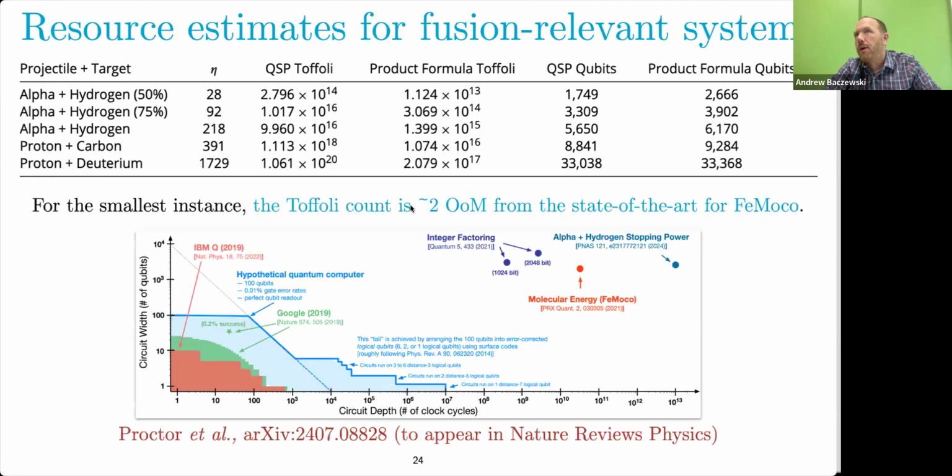And for the smallest instance, the Toffoli count is about 2 orders of magnitude from the state of the art for the quantum chemistry problem FeMoco that probably a lot of you have heard of. That is the gold standard for resource estimation in at least quantum chemistry settings. And I've taken a figure right here to lay things out all together, where you have this alpha plus hydrogen stopping power result that I've just quoted in terms of the circuit depth and the circuit width. Way out here, molecular energy estimation for FeMoco, integer factoring over here, again estimates from Google, and then NISQ IR data down here that's actually taken by my collaborators at the Quantum Performance Lab here at Sandia.